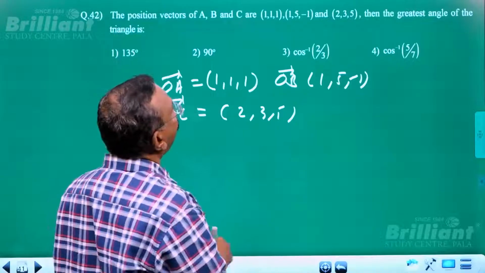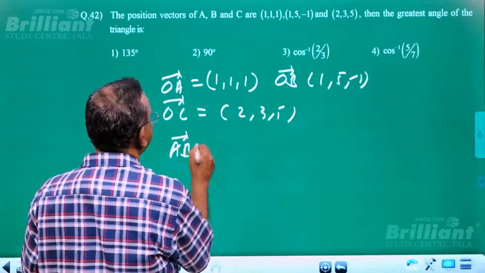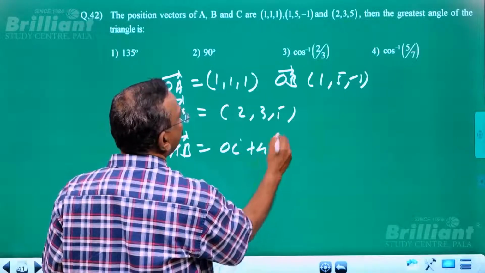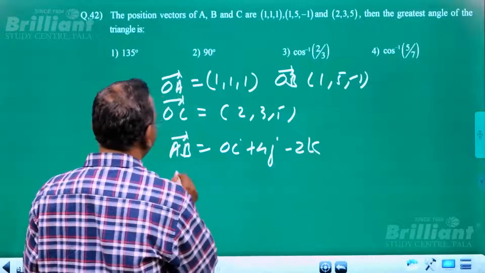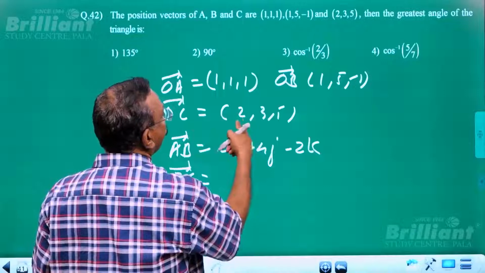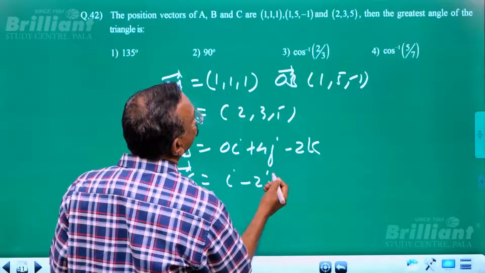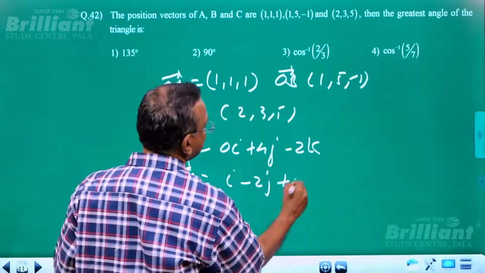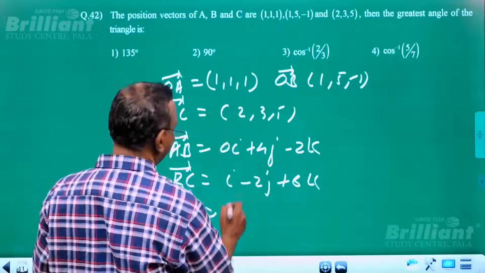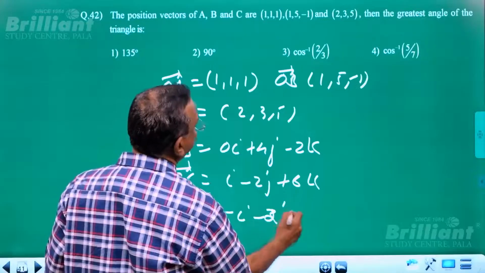Then, if they frame a triangle, we can find vector AB. Vector AB is equal to 0i plus 4j minus 2k. Vector BC is equal to, B and C, 1, 2 minus 1, that is i minus 2j plus 6k. And next CA, what is CA? A minus C, that is equal to minus i minus 2j minus 4k.